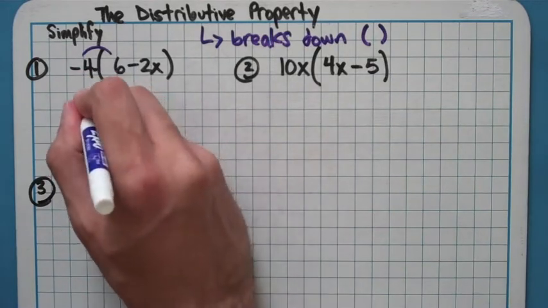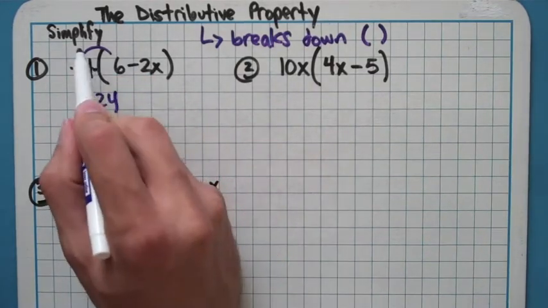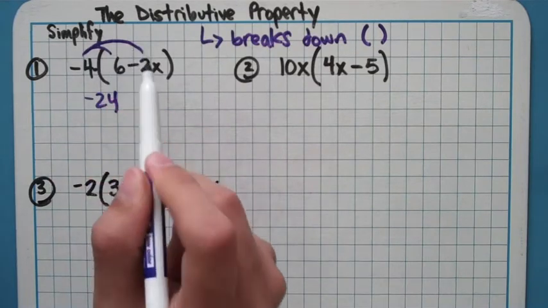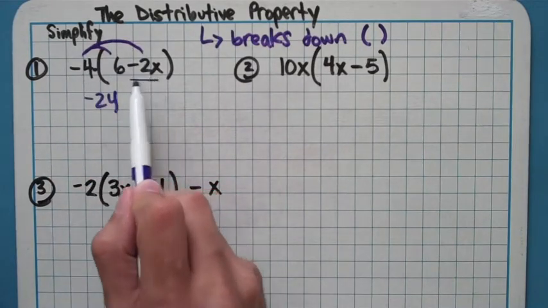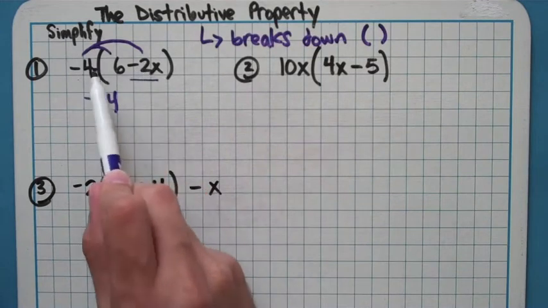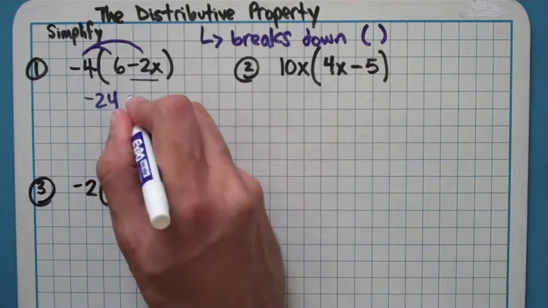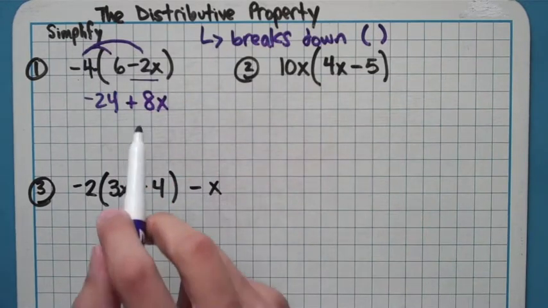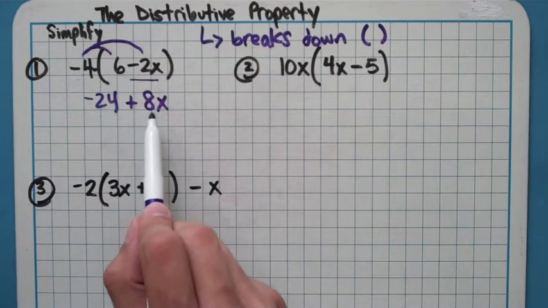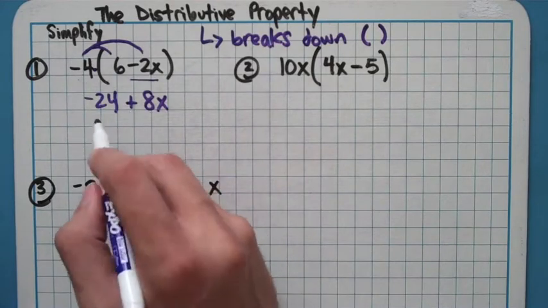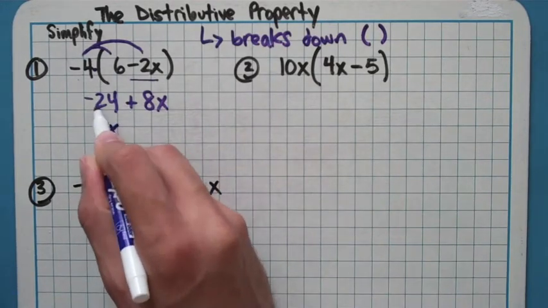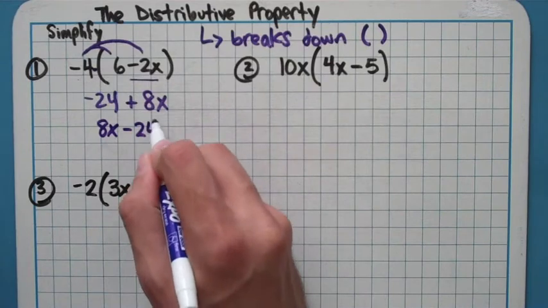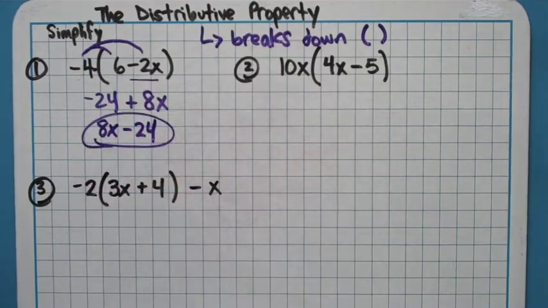-4 times 6 is -24. And then I'm going to do -4 times a -2x. -4 times -2 is a positive 8. So I'm going to get plus 8x. And if you wanted to, you can rearrange this. Usually you like to put the x first. It was a positive 8x and a -24. So I'm going to put -24 here. This means the same thing. This is typically how you would see it written. So that's a simplified version. No more parentheses thanks to the distributive property.